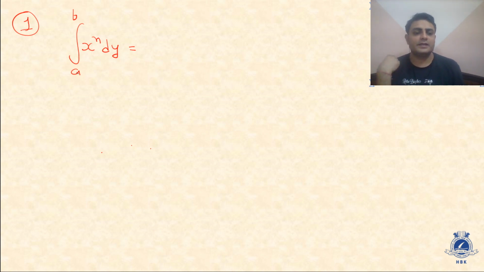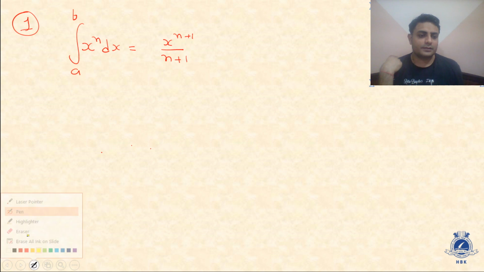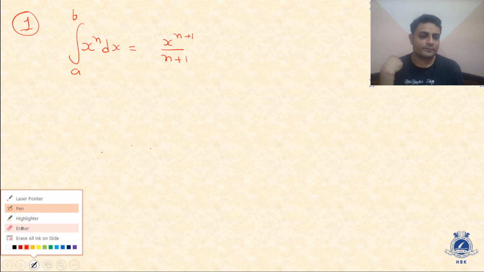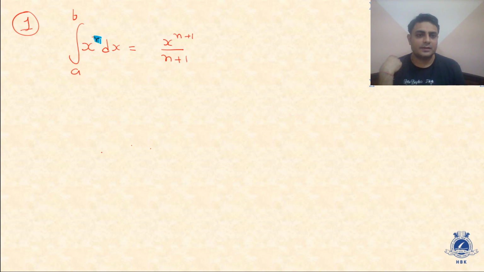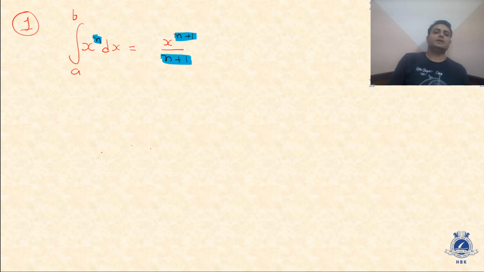So integration a to b of x raised to n, where the variable should be x, gives x raised to n plus 1 upon n plus 1. This is the first step you have to follow. Sorry, this is n, so I have written n plus 1. And the thing which is there in the exponent should be there in the denominator. Just remember, the thing in the exponent should be in the denominator. So this was the first step.